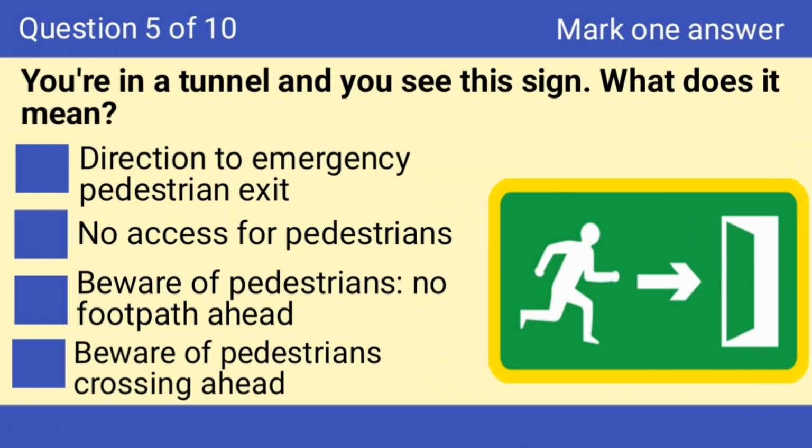You're in a tunnel and you see this sign. What does it mean? Direction to emergency pedestrian exit. No access for pedestrians. Beware of pedestrians. No footpath ahead. Beware of pedestrians crossing ahead.